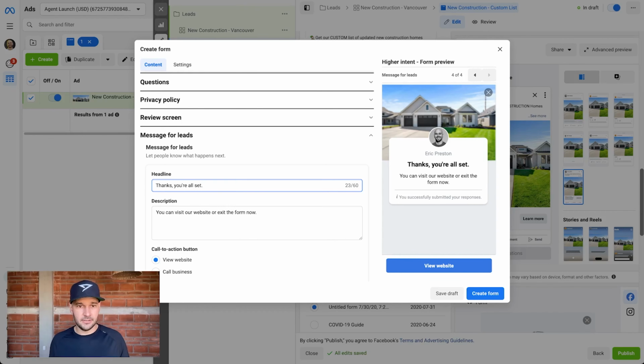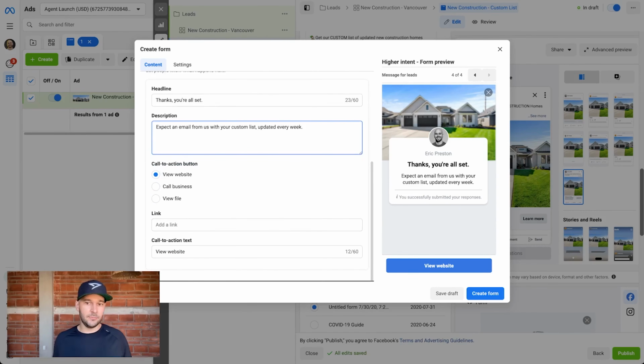Thanks, you're all set. The last thing is: expect an email from us with your custom list, updated every week. You want to make it enticing in the meantime, and then you want to go to the call to action button. This is what most people do: in this call to action button, they just send people to a search. What I would do instead is send them to a document. So the call to action could be, view custom list.